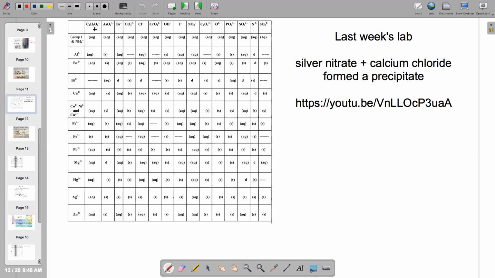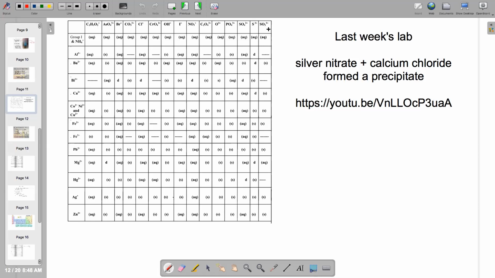The columns are for anions. So this is the acetate, like C2H3O2, that's acetate, like vinegar is hydrogen acetate. This is the arsenide, bromide, carbonate, and so on and so forth. Many of these are polyatomic ions, but they all have negative charges going across the top.